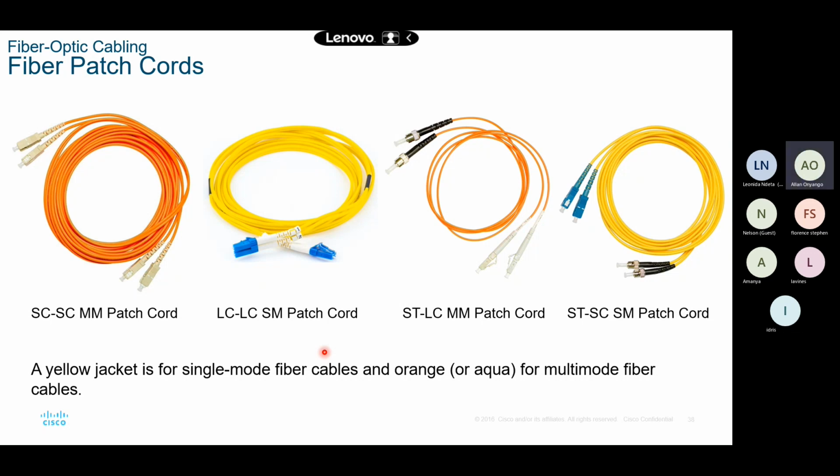So note these 2 colors. The first color is yellow. When you see patch cords that are yellow in color, those ones are the single mode fibers, okay? And the ones that are orange, that color can either be orange or you can call it aqua. Those colors actually tell us that they are multimode fiber. The orange or aqua is multimode, and single mode is the yellow ones there.